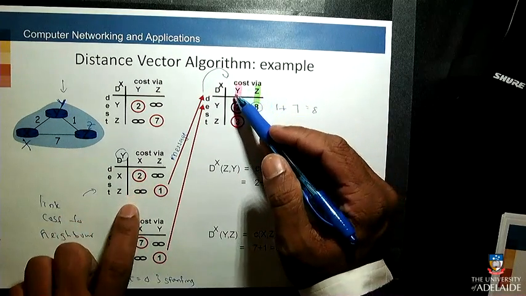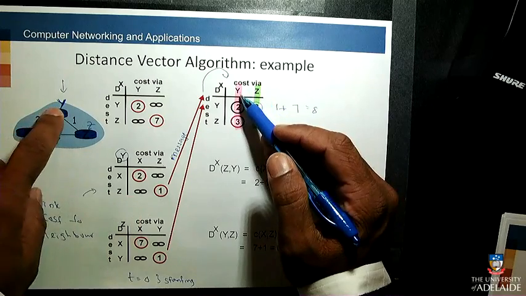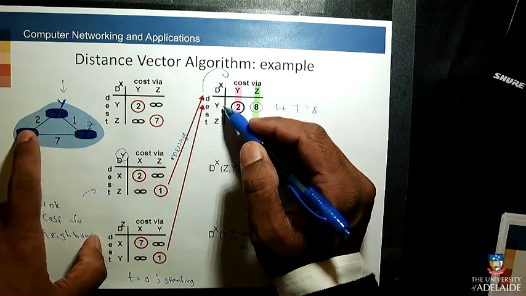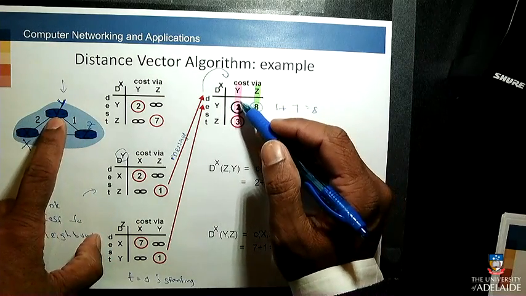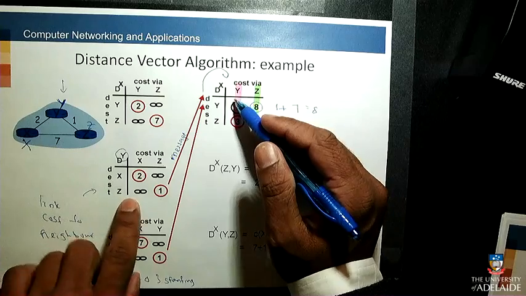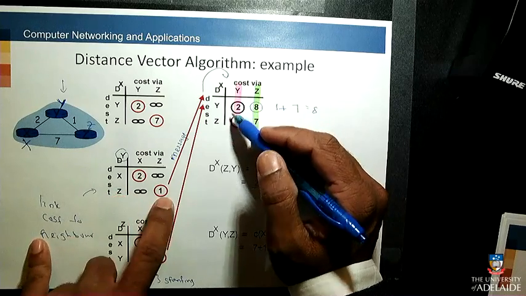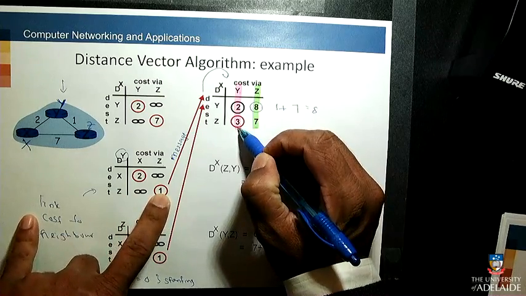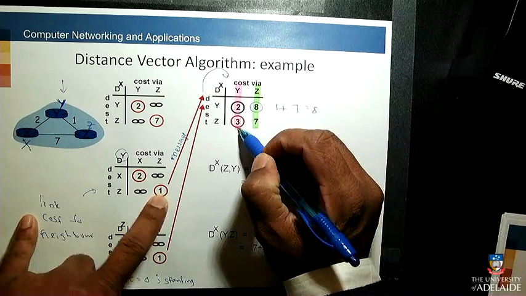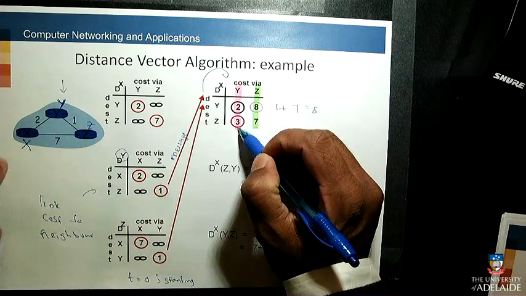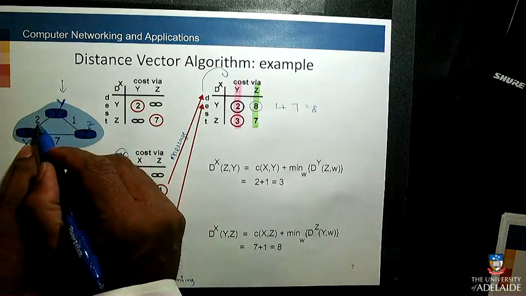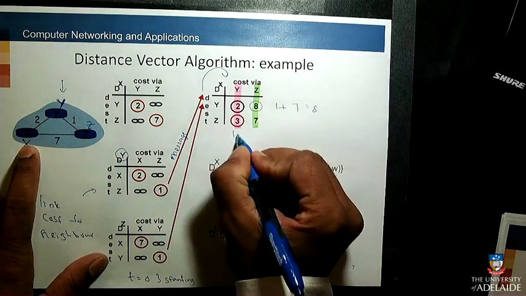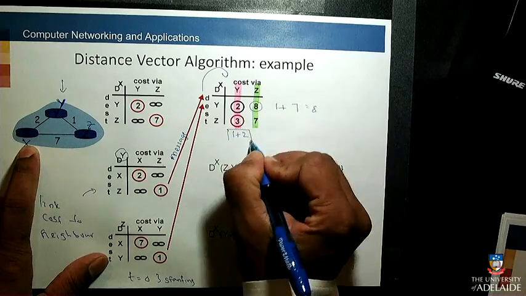So I can look at the cost from Y to its destinations. I can get to Y with a cost of 2, which is still the best. And then Y says I can get to Z via a cost of 1. So I am X, I can get to Y with a cost of 2, and Y can get to Z with a cost of 1. So I change this to 3.